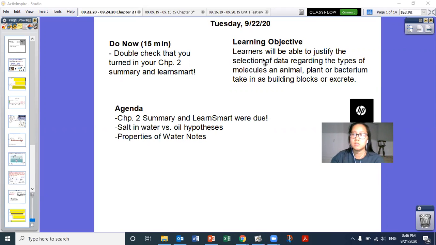So the learning objective is still pretty much the same because it's covering this whole unit, right? So learners will be able to justify the selection of data regarding the types of molecules an animal, plant, or bacterium take in as building blocks or excrete, obviously, as waste.